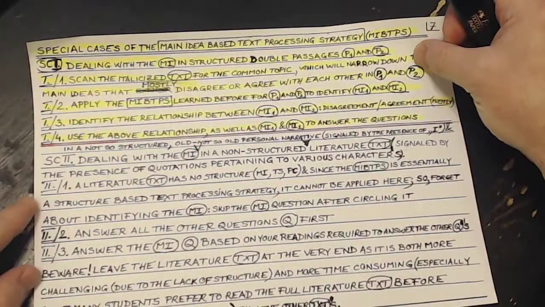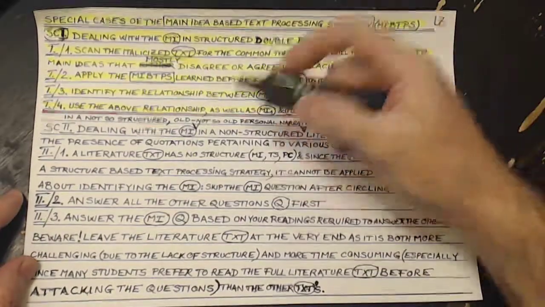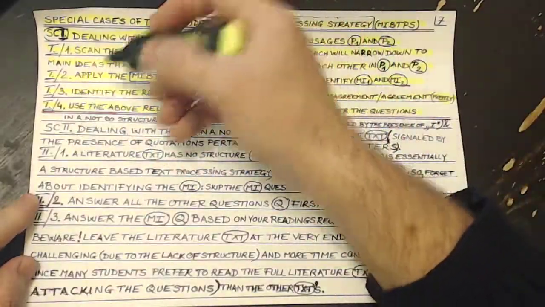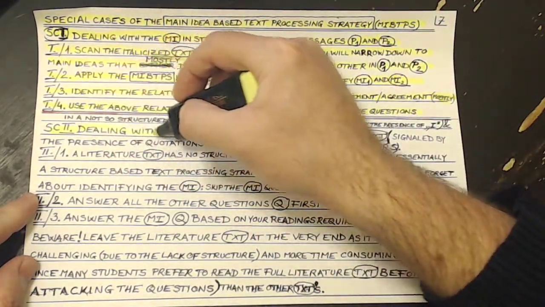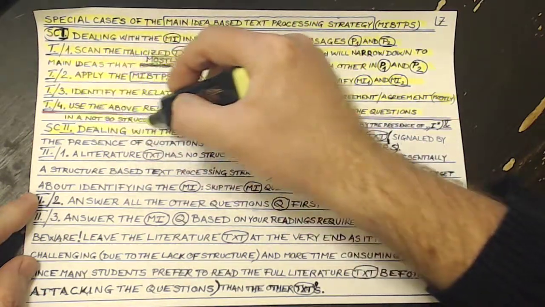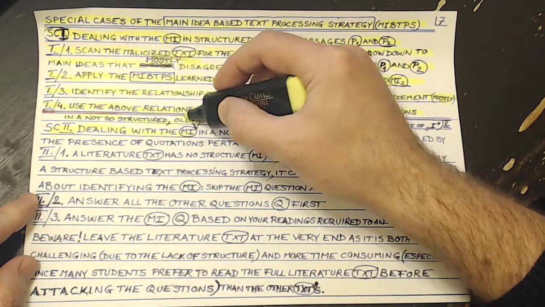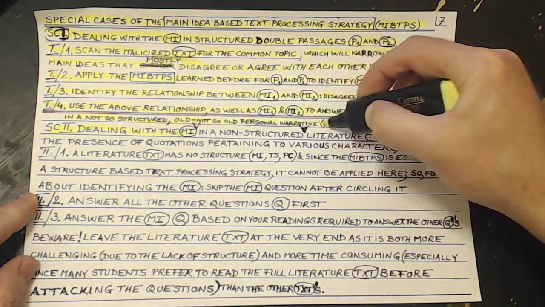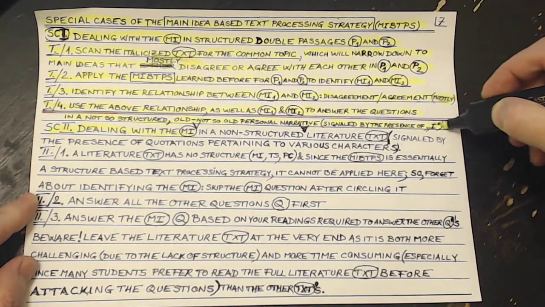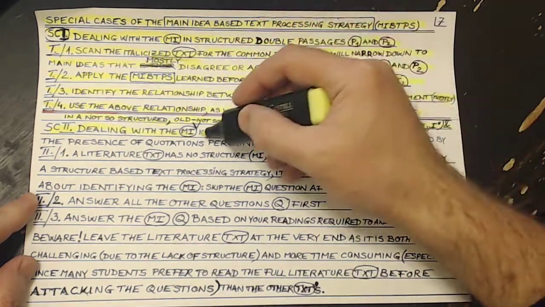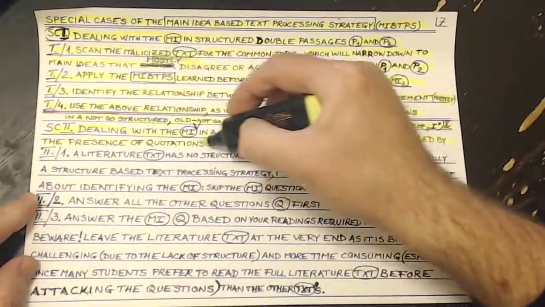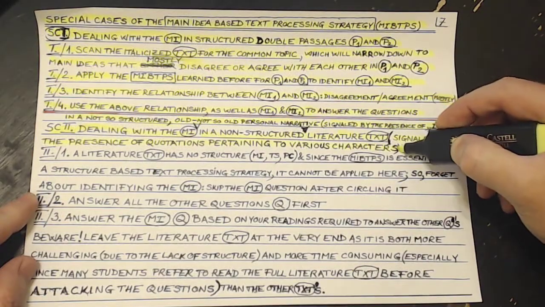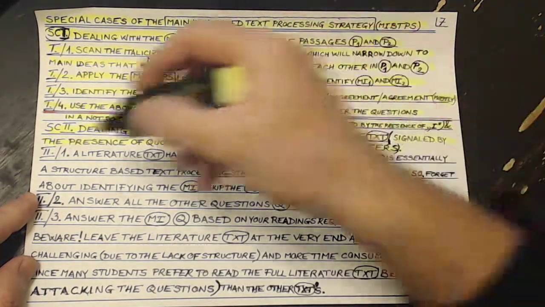Now let's come back for a moment for this page, which I set aside because there is some stuff about what we do with. So special case number 2. Dealing with the main idea in a not so structured, old or not so old personal narrative signaled by the presence of I, and in a non-structured literature text, which is signaled by the presence of quotations pertaining to various characters, okay? So how do we deal with these special situations?